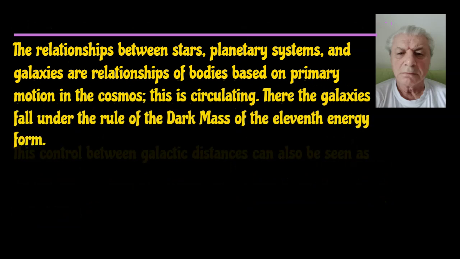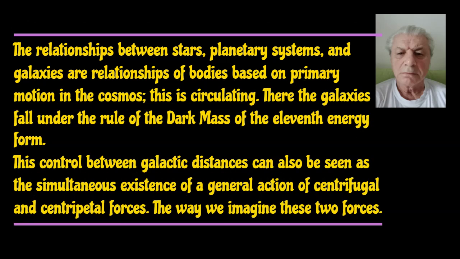She is real. The relationships between stars, planetary systems, and galaxies are relationships of bodies based on primary motion in the cosmos. This is circulating. There the galaxies fall under the rule of the dark mass of the 11th energy form. This control between galactic distances can also be seen as the simultaneous existence of a general action of centrifugal and centripetal forces. The way we imagine these 2 forces.